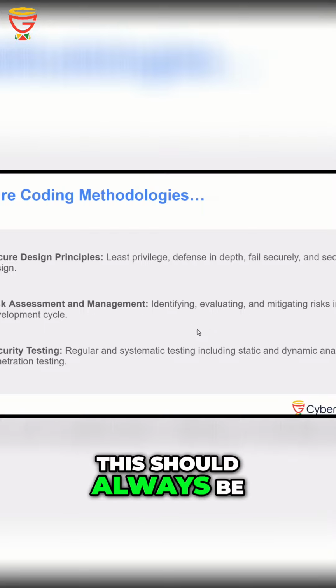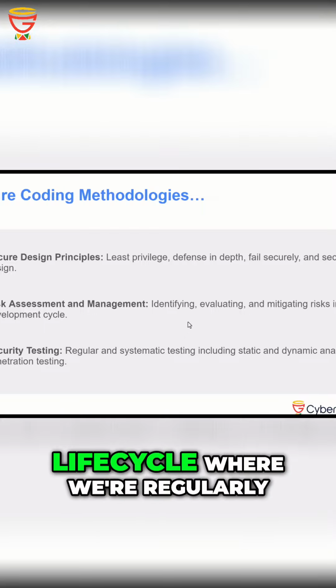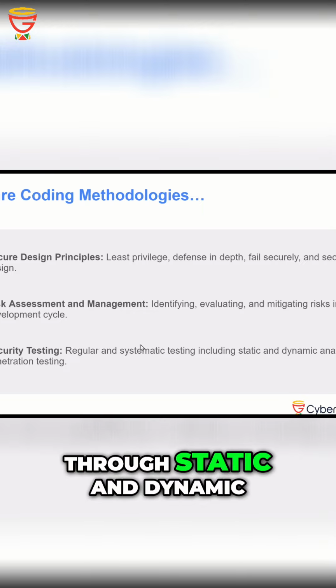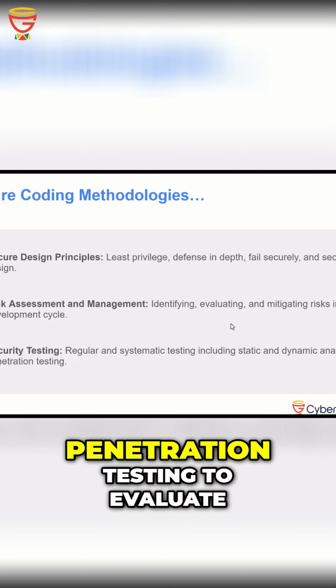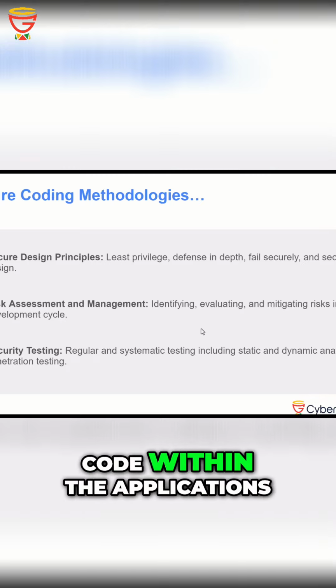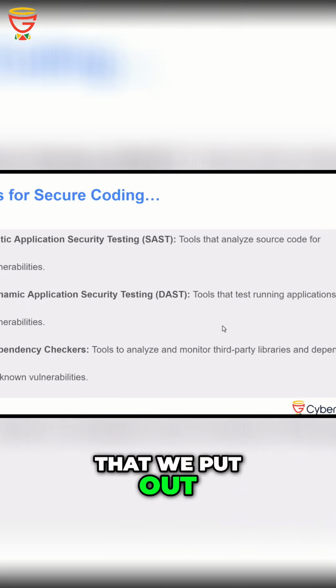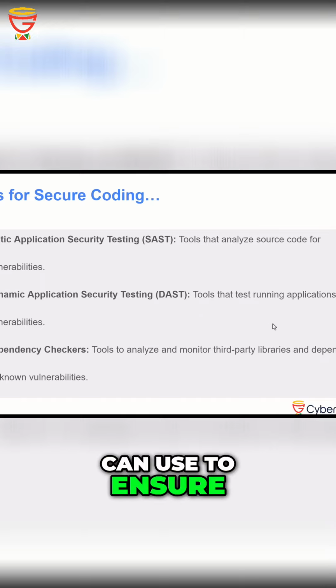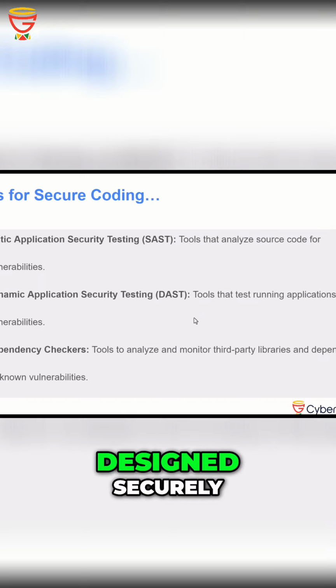This should always be part of our development lifecycle, where we're regularly testing our code through static and dynamic analysis, and sometimes even penetration testing to evaluate the behavior of our code within the applications that we put out. What are some of the tools that we can use to ensure that our code is designed securely?